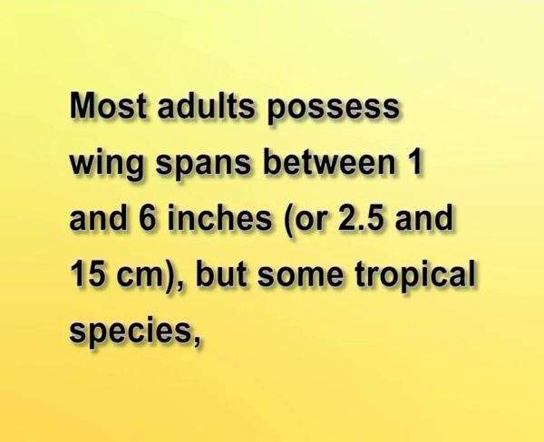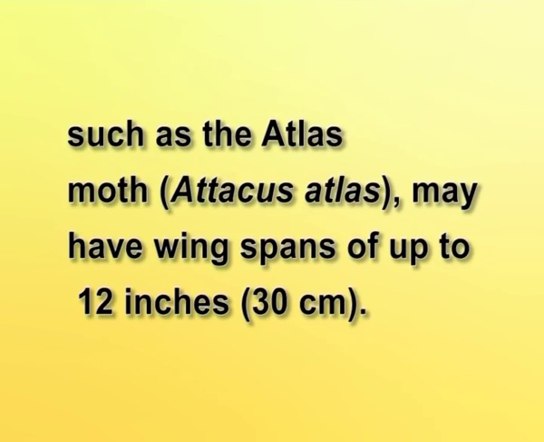Most adults possess wingspans between 1 and 6 inches, or 2.5 and 15 centimeters. But some tropical species, such as the atlas moth, Attacus atlas, may have a wingspan of up to 12 inches or 30 centimeters. Hind wing with veins Sc+R1 diverging from the cell base, M2 arising at or from the middle of the cell, nearer M1 than Cu and Cu2.